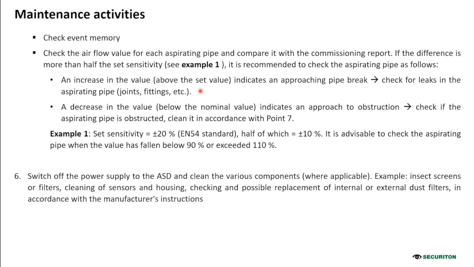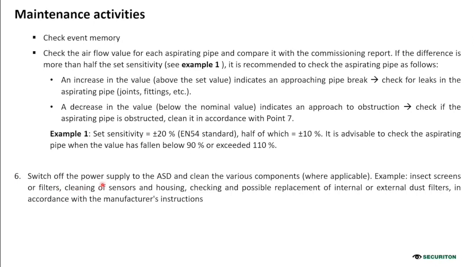As soon as we see an increase of this value, so for example, if 100% is our standard value, whenever we see an increase, for example 110%, or a decrease, for example 90%, then we need to check: if the value decreases, there may be an obstruction, or if the level increases, we may have a leakage. So in this case, we need to make some checks on the pipes. So what do we have to do?